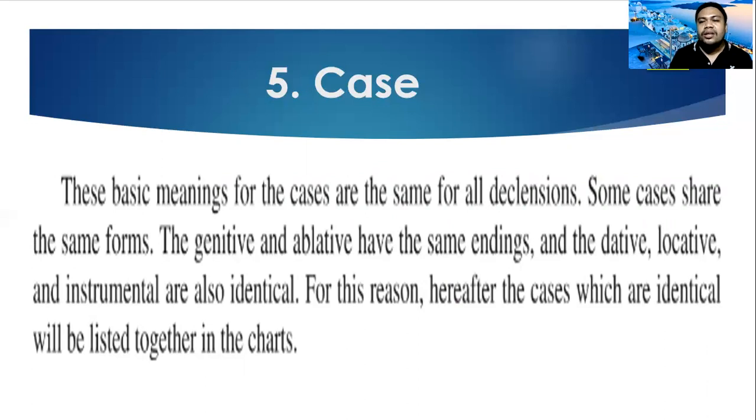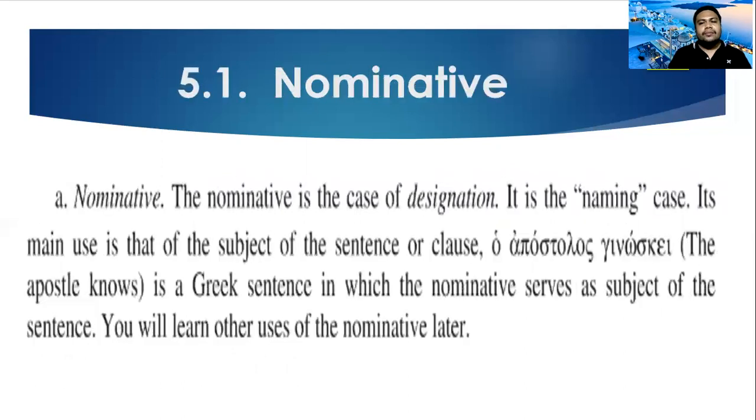And the dative, locative, and instrumental are also identical. For this reason, the cases which are identical will be listed together in the chart. So we have the GA, genitive ablative, and the DLI, dative, locative, and instrumental. Anyway, let's take a look at the nominative first.